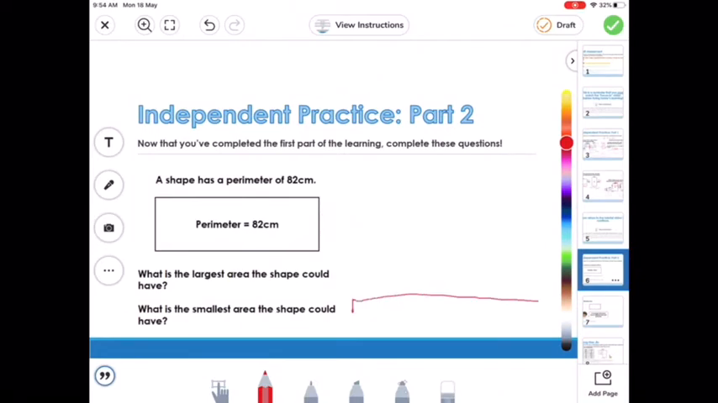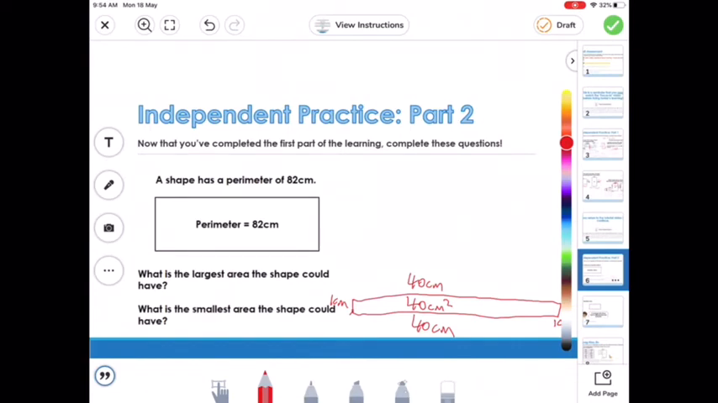So if I have a shape like this, and it's a very long rectangle, and this is 1 centimeter, the other side then is 1 centimeter. So the top must be 40 centimeters, the bottom must be 40 centimeters. Now, the perimeter of this rectangle is 82 centimeters. The area would be 40 centimeters squared because of 1 times 40. That's the smallest area a shape can have with a perimeter of 82 centimeters.